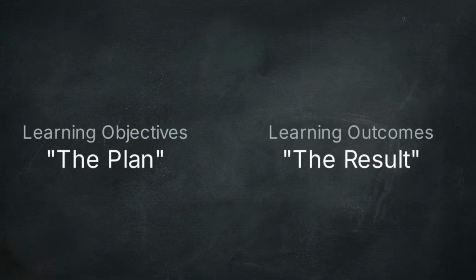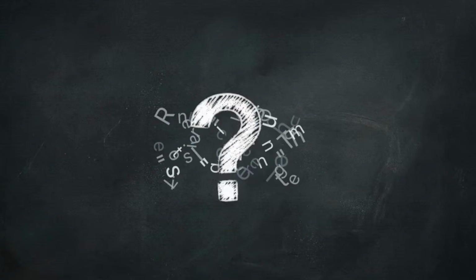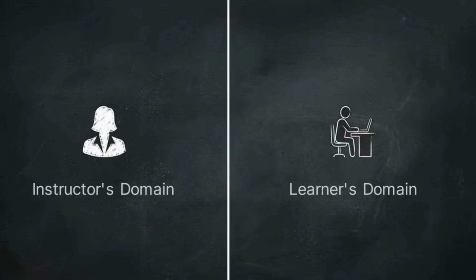Take a look at two of the most common terms in educational design: learning objectives and learning outcomes. Because they sound nearly identical, it is easy to mix them up. Many educators treat them as interchangeable buzzwords. To figure out what each term actually measures, we have to isolate them from one another. Let us establish a strict, clear boundary.